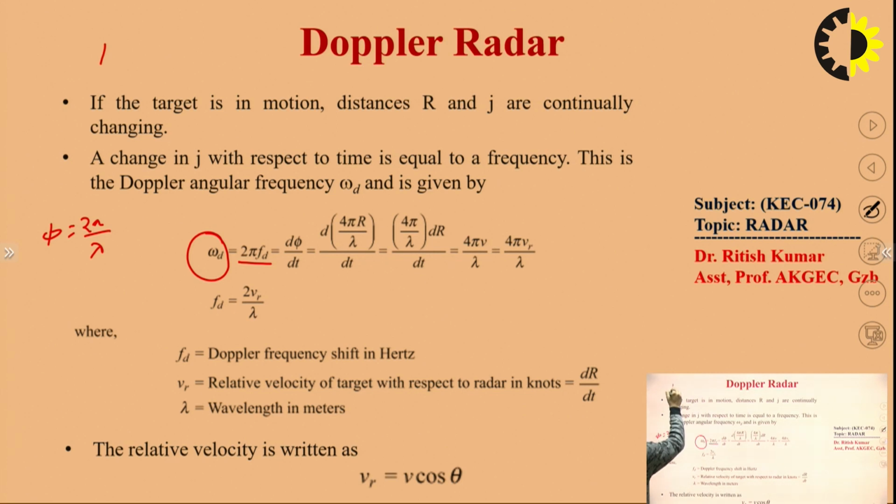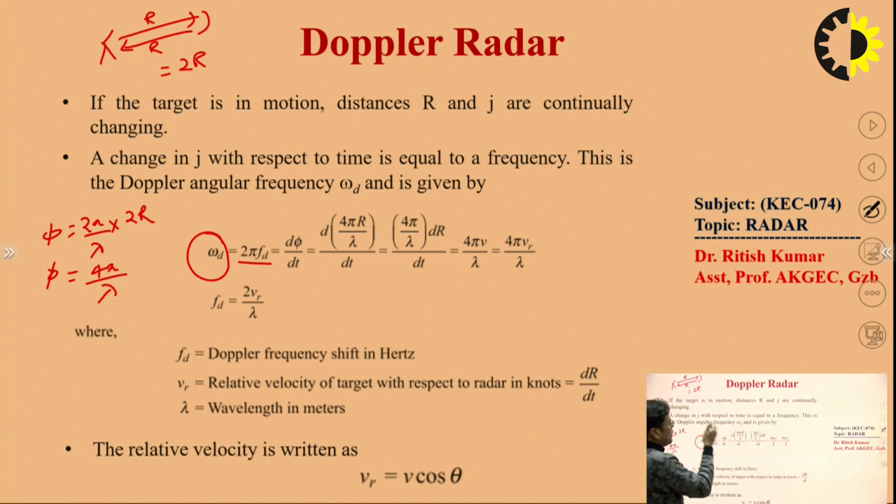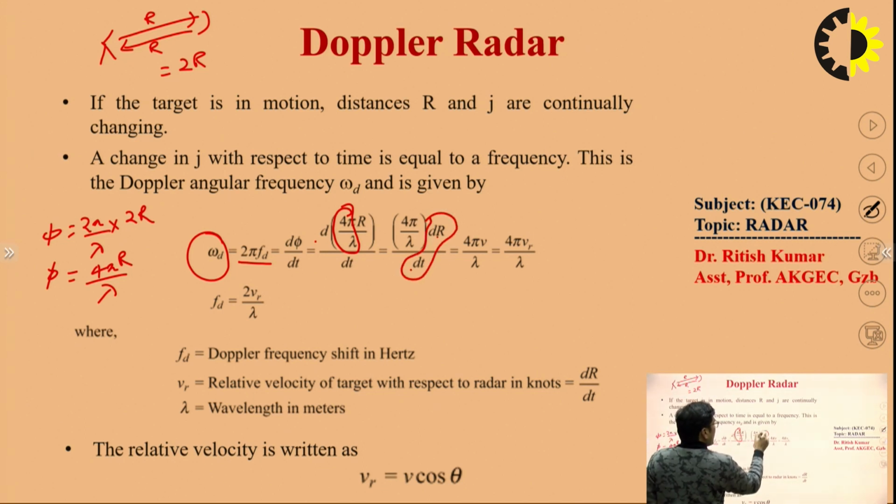From the antenna, if the target is at a distance of r, the total distance traveled by the signal is 2r. So the path difference, the total path traveled by the electromagnetic wave, gives phi equal to 4 pi r upon lambda. Here 4 pi by lambda is a constant term, and dr by dt is known as the relative velocity of the target. So this is 4 pi vr upon lambda.